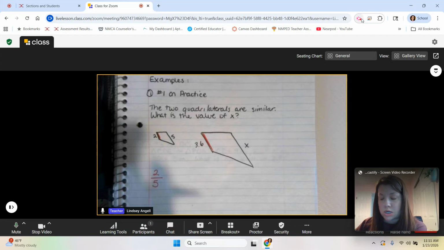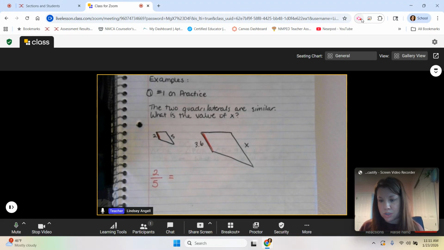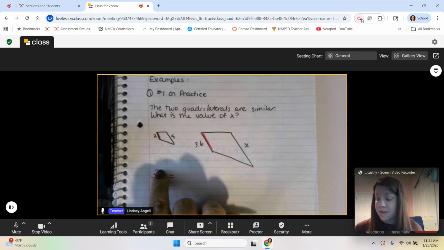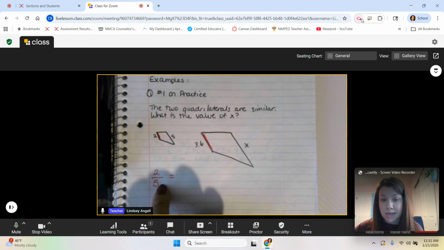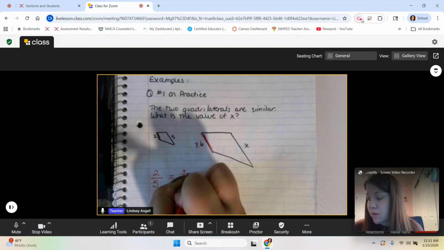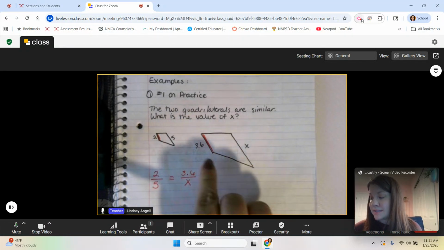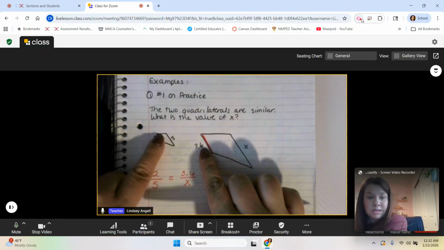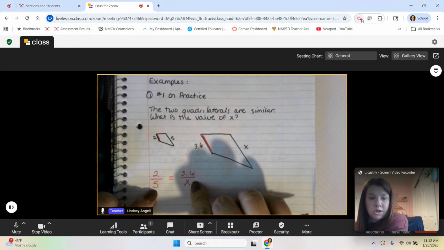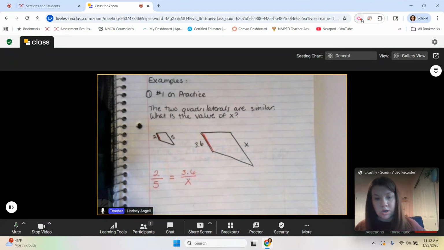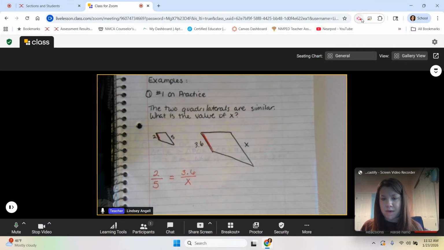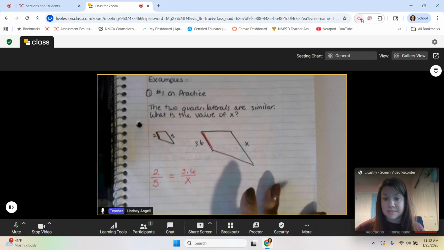Shorter side, longer side. Well, remember, in a proportion, you have to have both sides of the proportion set up the same. So if I have the little side over the bigger side, that means over here I need to have the littler side over the bigger side. So I would have 3.6 over x. Okay, so little and little, longer and longer. So both sides of my proportion are set up the same. Now I can just solve for x.